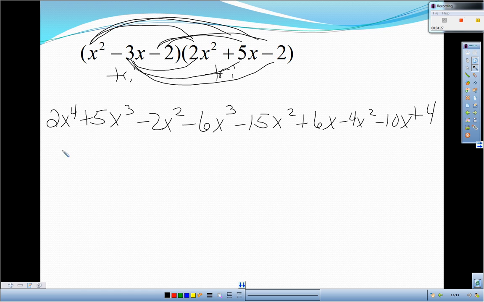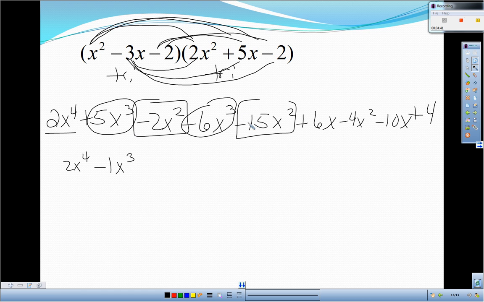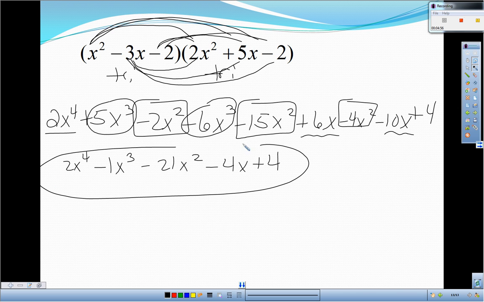Now let's combine some like terms. I have nothing to combine with a 2x to the fourth, but I see I have a 5x to the third minus 6x to the third, so that's going to be negative 1x to the third. And then I have a negative 2x squared minus 15x squared, so that's negative 17 minus 4, so that will be negative 21x squared. I see I have 6x minus 10x, that would be negative 4x, and nothing to combine with a positive 4. Notice that it's already in descending order, so there's my answer. Degree 4, so it's a quartic polynomial.